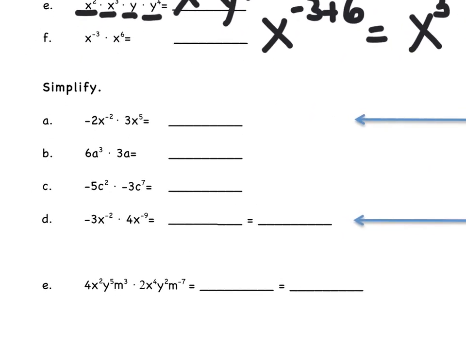So let's zoom in here a little bit. If we want, we can rewrite this. What we're really doing is we're going to take negative 2 times 3. We're going to deal with that first, and then we're going to deal with our x's.